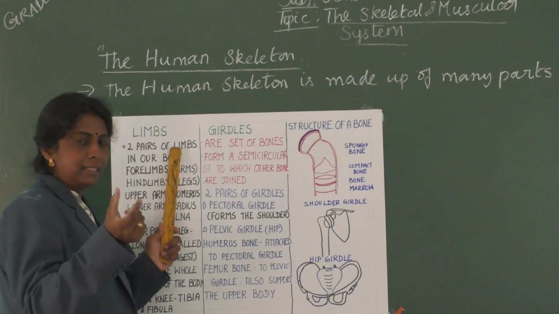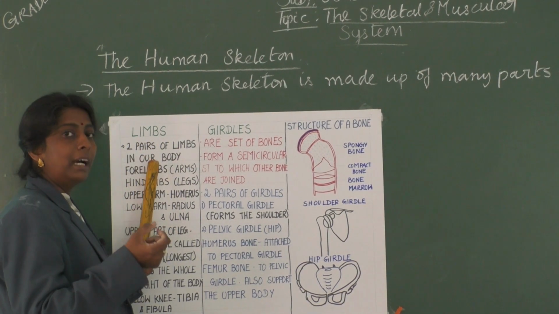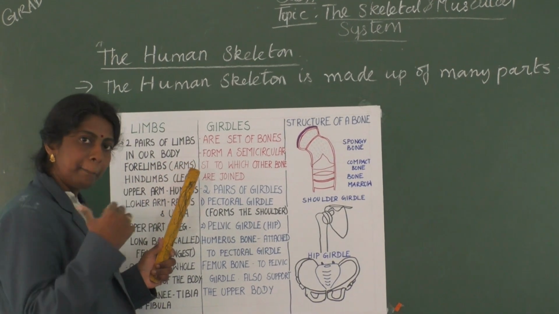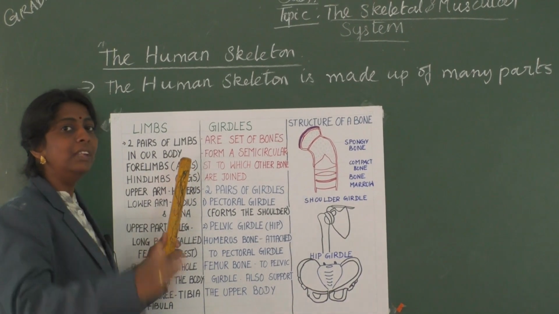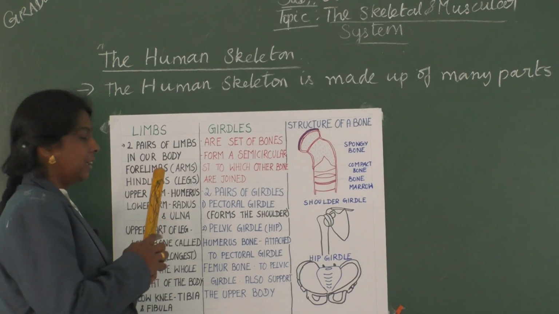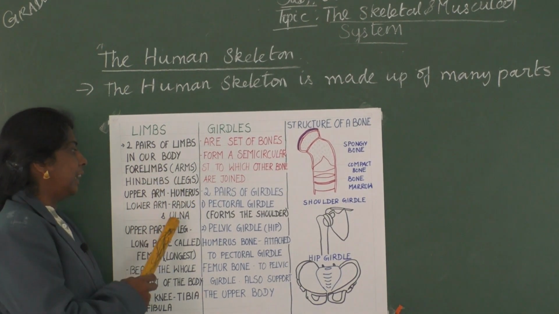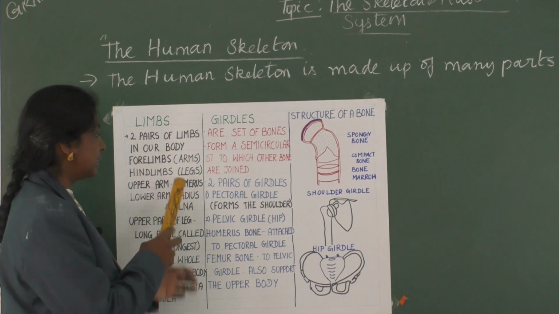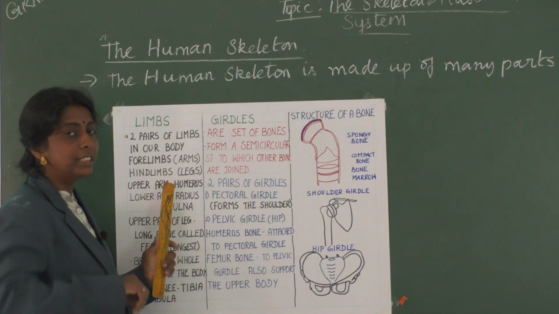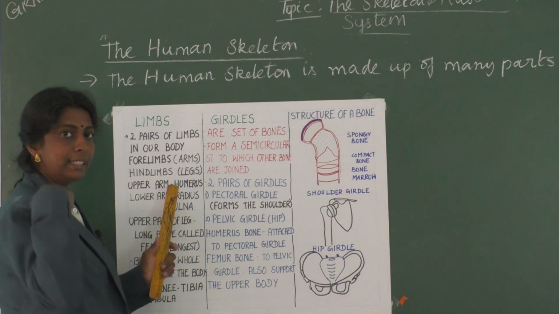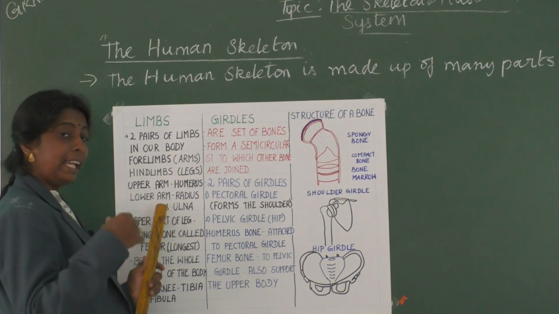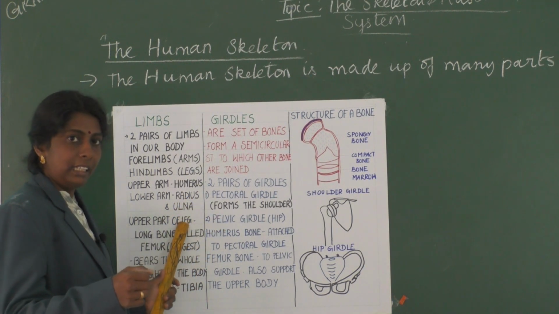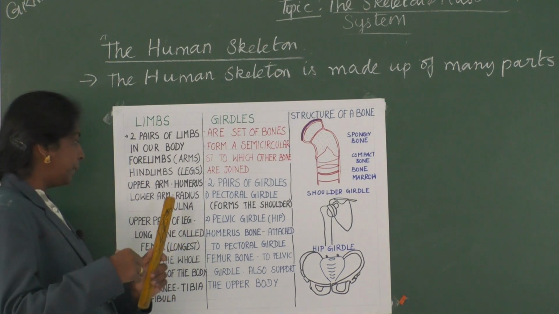There are two pairs of limbs in our body. One is forelimb, another one is hind limb. Forelimb will serve as arms, and hind limb will serve as legs. And the upper arm has one bone, said to be humerus. And the lower arm has two bones, said to be radius and ulna. So these are the bones present in the upper and lower arms.